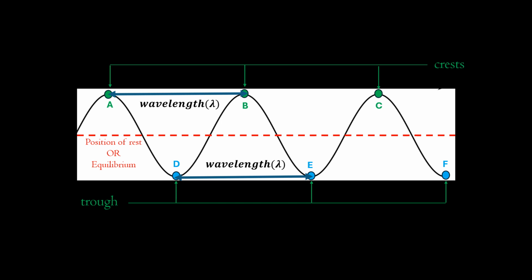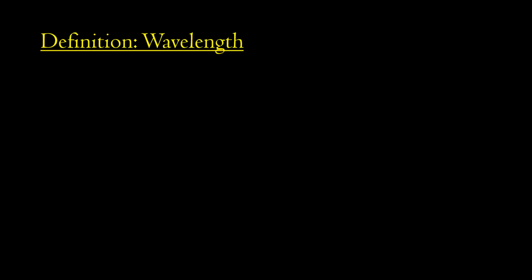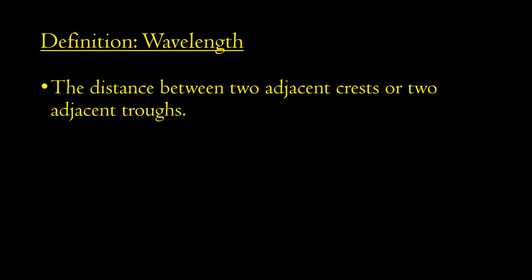This means that point B is one wavelength away from point A, and point E is also one wavelength away from point D. We can then define the wavelength of a transverse wave as the distance between any two adjacent crests or any two adjacent troughs. The term adjacent simply means neighbor in this instance.